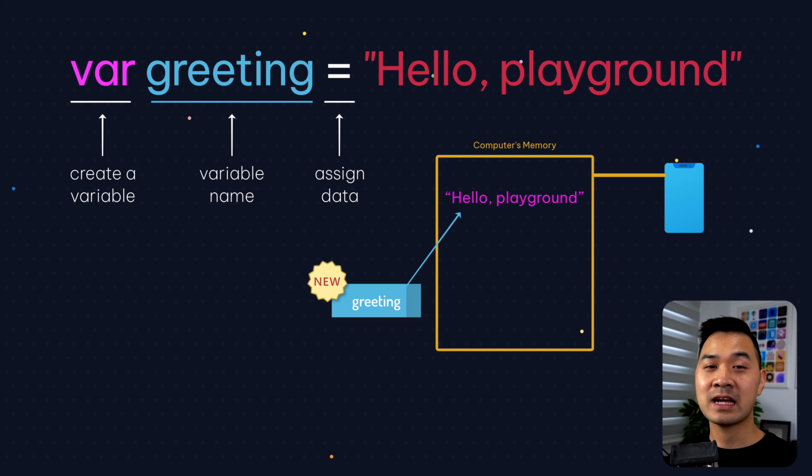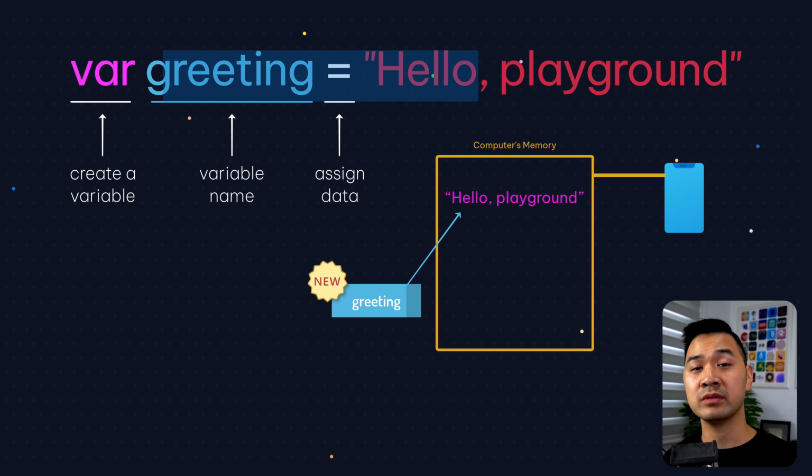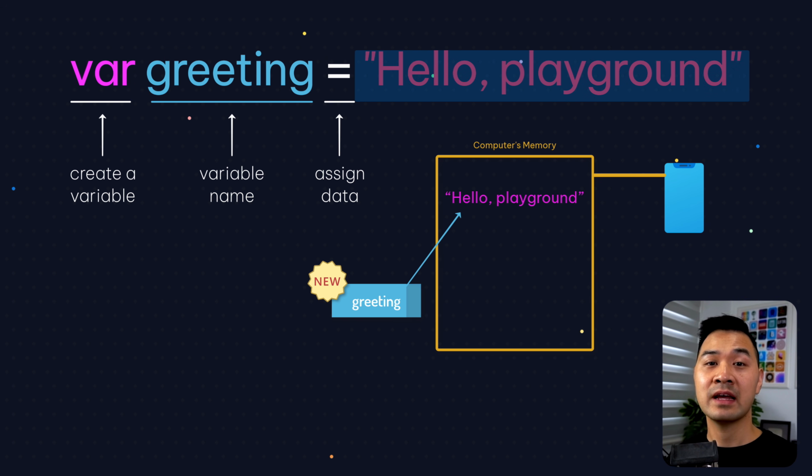So if you read this entire Swift code statement from left to right, these are the instructions it would be giving to the computer when the computer executes it. So starting from the left, first of all, create a variable named greeting. Next, assign to this variable the piece of text data, hello playground.